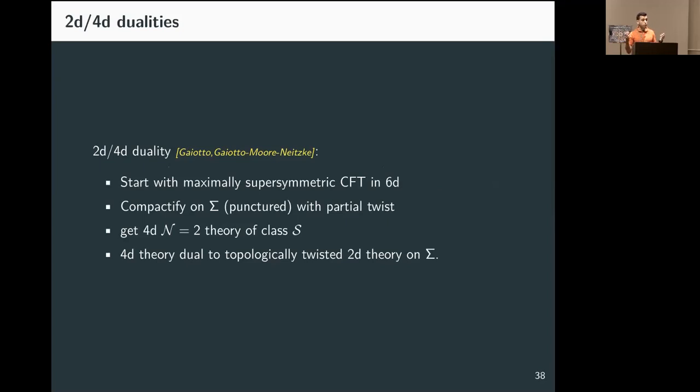So the idea is to start with a maximally supersymmetric 6-dimensional CFT and compactify on a Riemann surface with a topological twist. In this way, we get a 4-dimensional N=2 theory that is called of class S. And by construction, this should be dual to a topological theory on sigma.